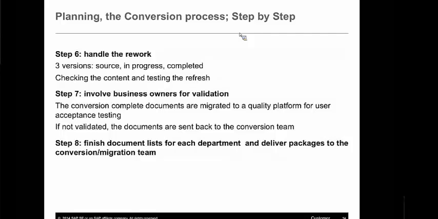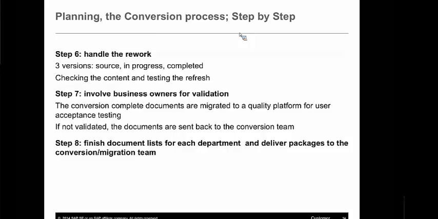So the next step then would be to handle the rework. And then you also have a source, an in progress and a completed version, and you can check the content and test refreshing and so on. Once you have that completed, you have to involve the business owners at the end. They are the ones that have the content, they know the documents, and they should finalize whether a converted document is actually okay and can execute the acceptance testing. At the end, you finish up your document list for each department and deliver them as a package to the conversion or migration team to move over and be processed for the go-live enablement.